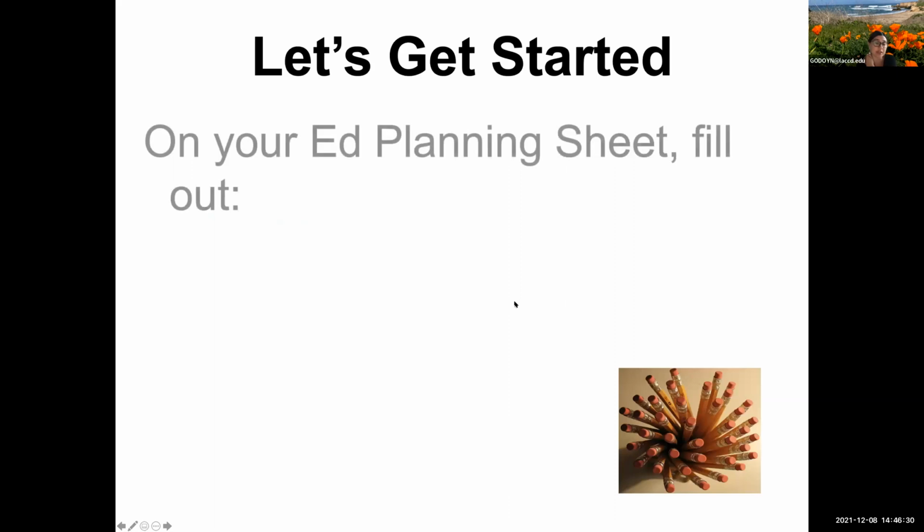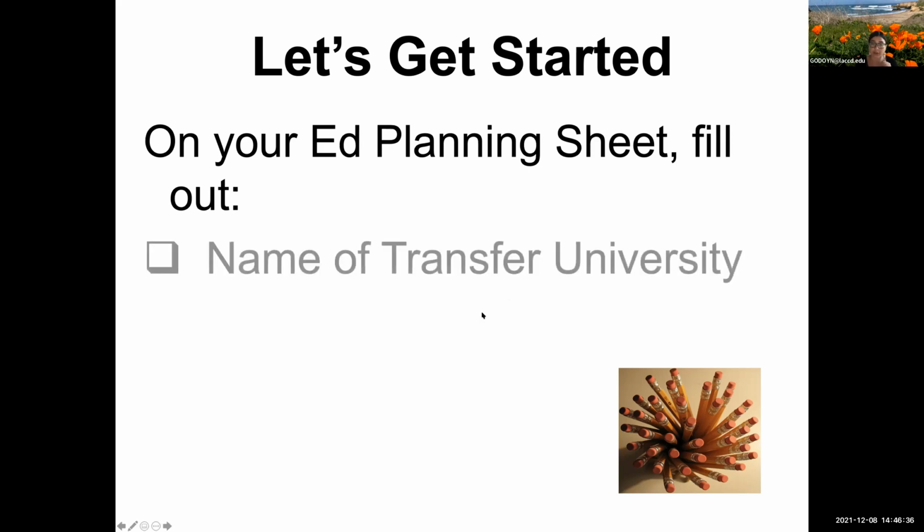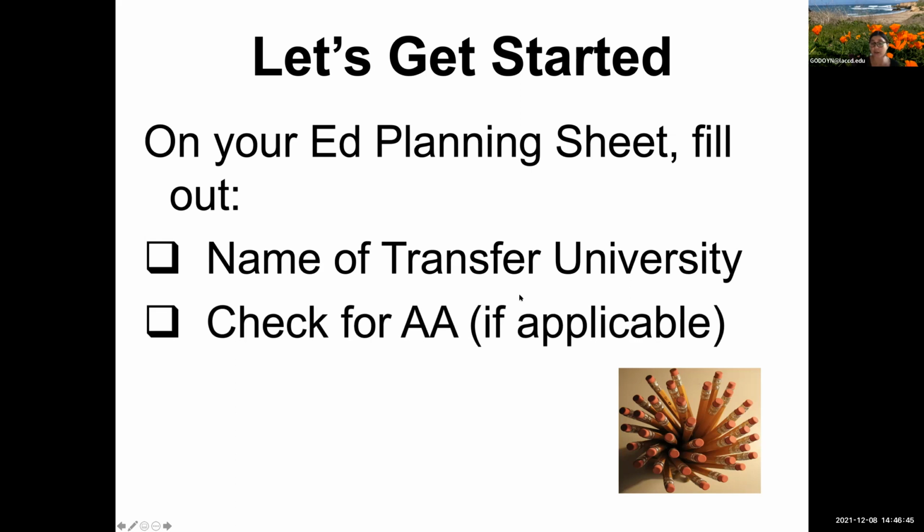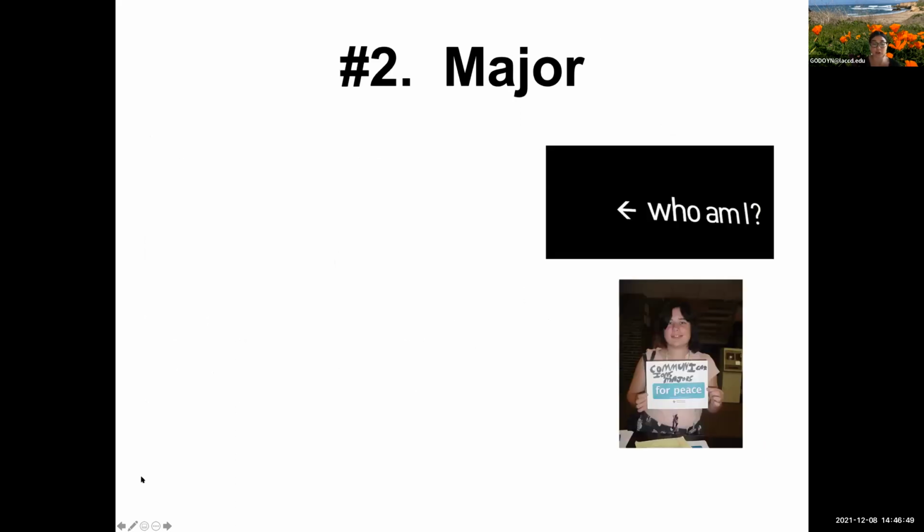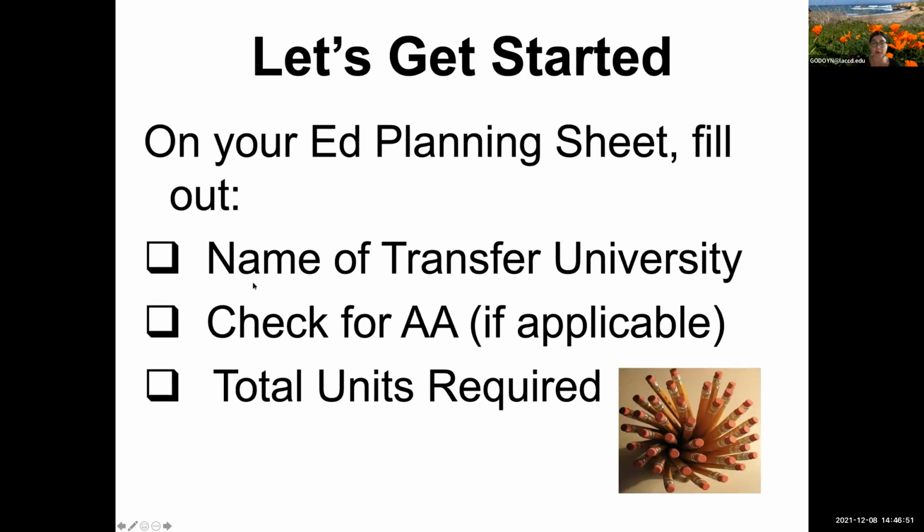Okay, let's get started. On that ed planning sheet that you've hopefully now downloaded to your desktop, if you're thinking about a transfer university for this project, put down the name of the transfer university. You're going to check off if you want to get an associate's degree, and we're going to put the total amount of units required for your ed goal. So let's look at the sheet.